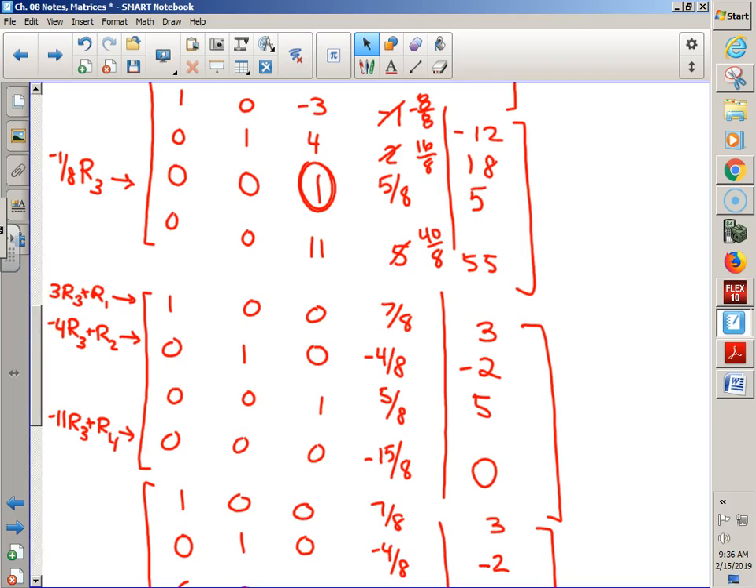Okay, I'm looking right here, right? 3 row 3 plus row 1. So 3 times 0 plus 1 is 1. 3 times 0 plus 0 is 0. 3 times 1 is 3 minus 3 is 0. 3 times 5/8 is 15/8. 15 minus 8 is 7/8. And 3 times 5 is 15, and 15 minus 12 is 3. Yeah.